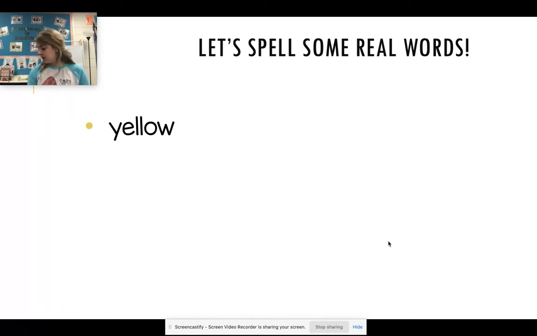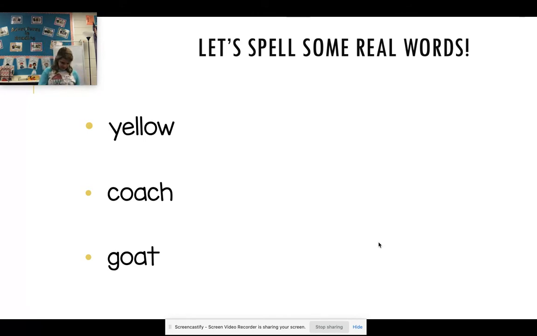Word number two, coach. Coach. Ooh, it's in the middle. How do I spell it? I'm going to spell it with an O-A. Good job. C-O-A-C-H. Coach. Good job. Word number three, goat. Goat. Oh, I hear it in the middle. G-O-A-T. Goat. Very good.